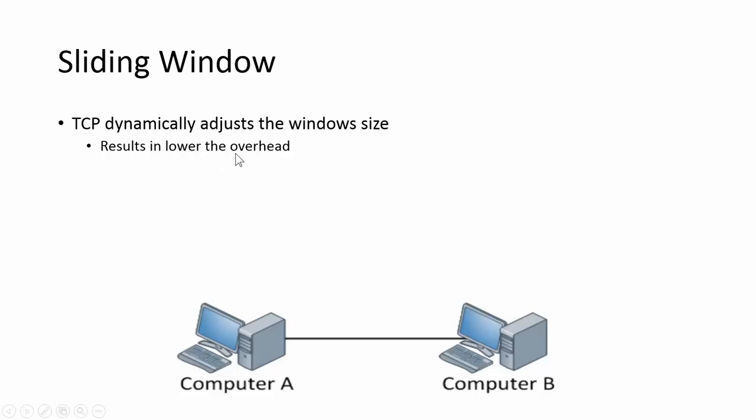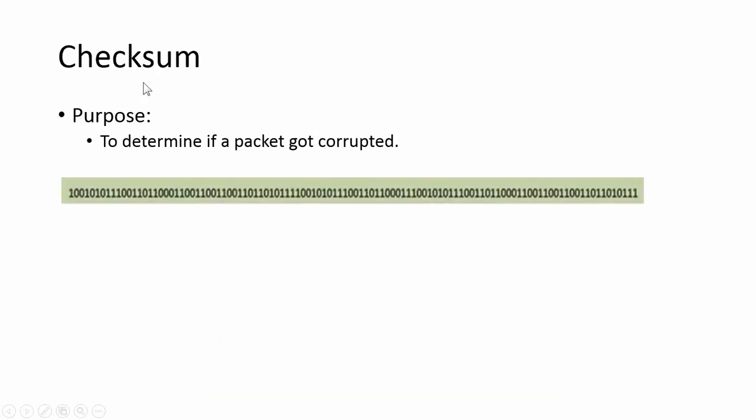Another important field is the checksum field, and the purpose is to determine if a packet got corrupted in transmission. What is a packet but a string of zeros and ones, and any one of those zeros and ones could get corrupted during transmission.